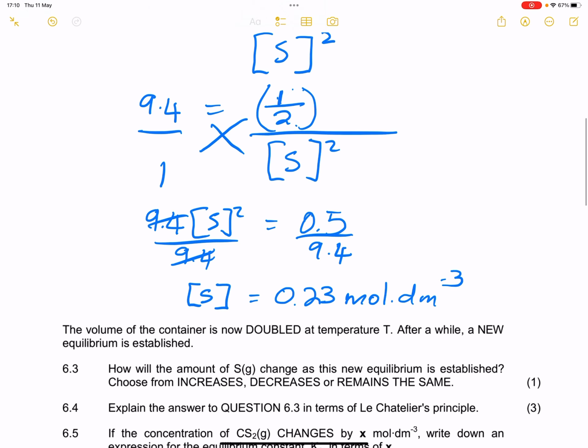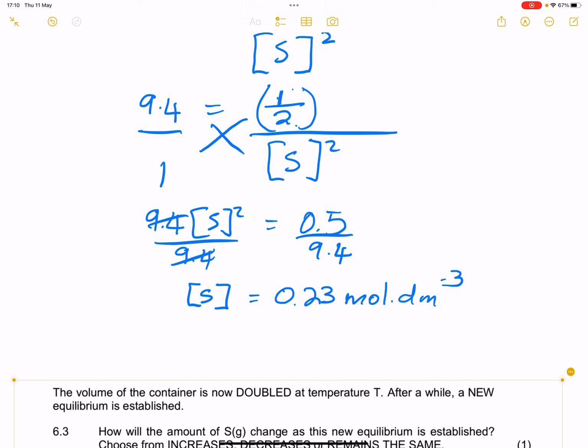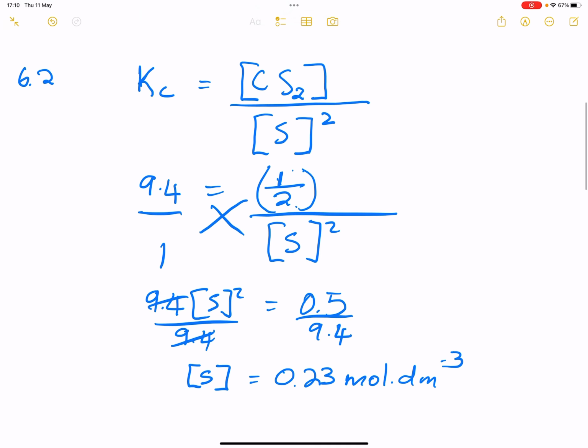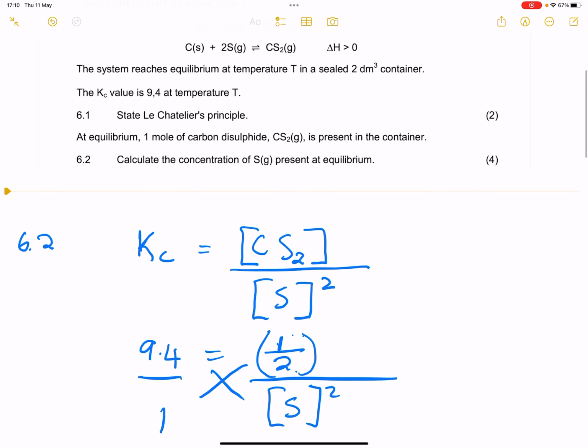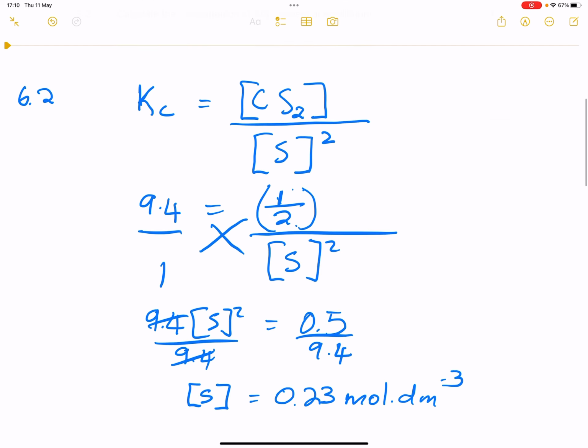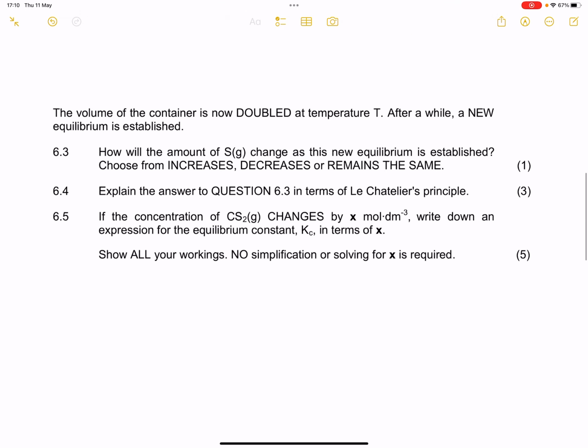I hope that made sense, ladies and gents. I'm just going to make some space there. So remember, we use our Kc value. We're given a mole in this case. We're supposed to convert into concentration, number of moles over volume, and that's how we got that 1/2 there. So I hope that makes sense, ladies and gents.